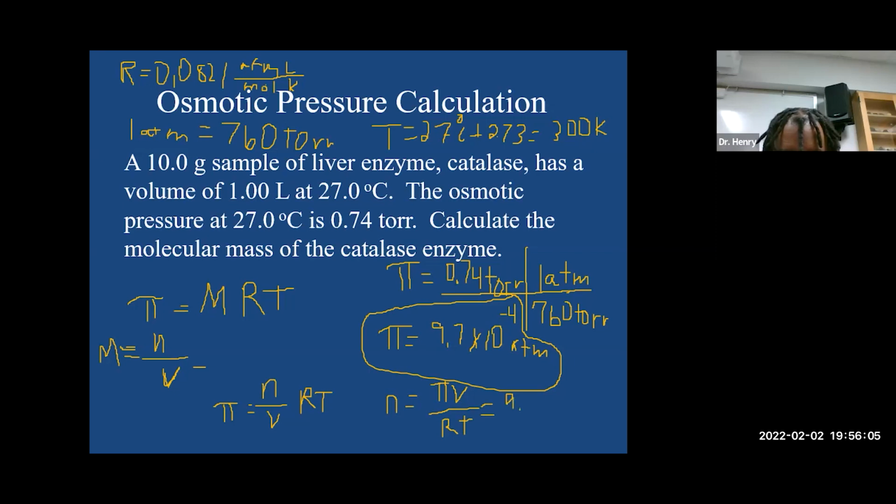So we have 9.7 times 10 to the minus fourth ATM times 1.00 liters divided by 0.0821 ATM liters over moles Kelvin times 300 Kelvin at the bottom.